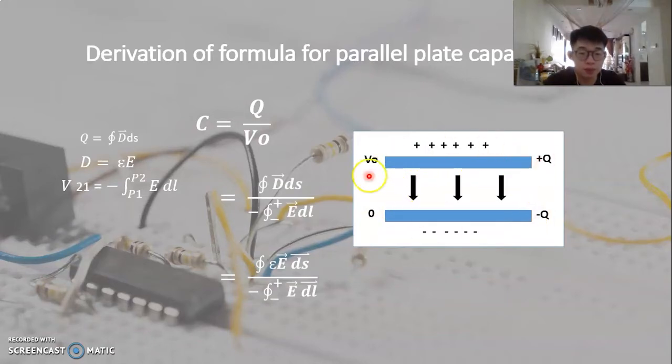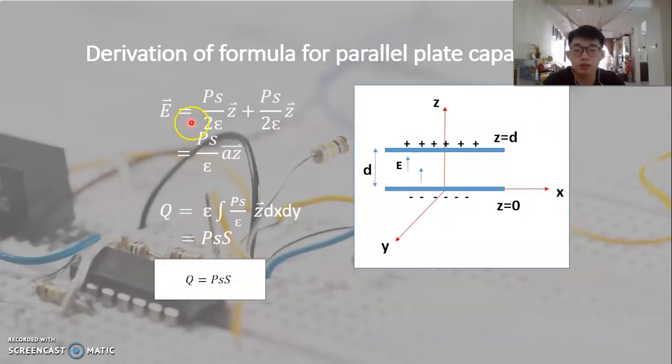Next, as we can see here, there are two parallel plates. The first plate is positively charged and the second plate is negatively charged. The electric field flows from positive to negative. So C equals Q over V naught. We substitute Q and V into the general equation, and we know that the electric flux density D equals epsilon naught times the electric field E. So we substitute this D into the E here and we get something like this.